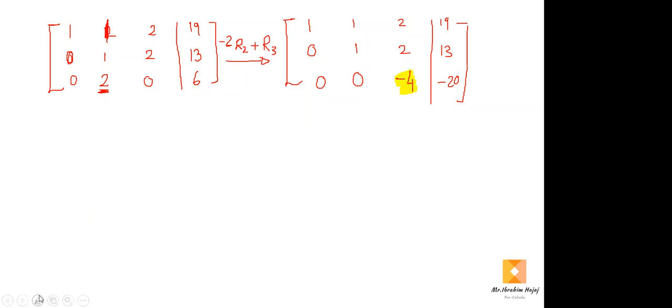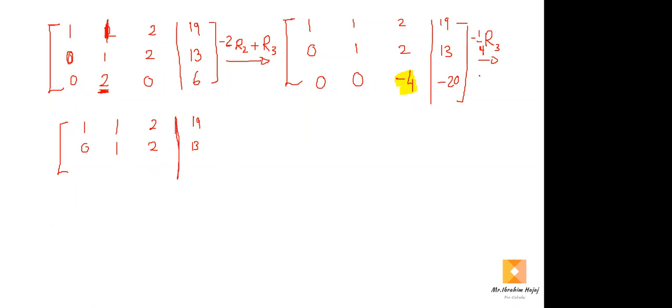The final goal in this step is to make this negative 4 be 1, which is the last mission in this matrix. So we have 1, 0, 0 as the first column, 1, 1, 0, and 2, 2, and negative 4. I'm going to erase only the third row. What should we do to make this negative 4 into 1? We have to multiply by negative 1 over 4. Multiply the third row by negative 1 over 4.